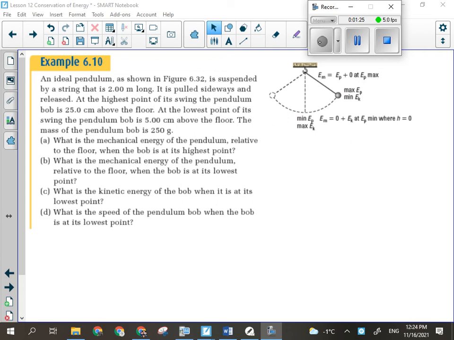Now, obviously, it's not as perfect as this because I'm helping it. Every single time it comes through, I give it just a little bit of a pull to keep it going. Whereas if I didn't do that, it stops fairly quickly. It loses energy, right? It works against friction. There's friction here at the pivot point. There's air resistance, all that stuff that steals the energy away.